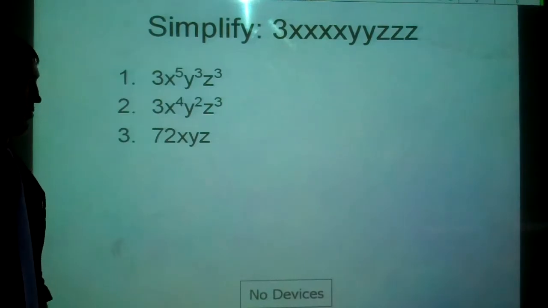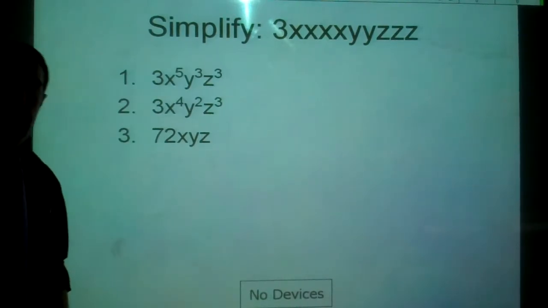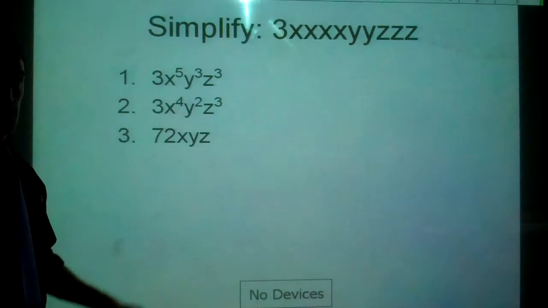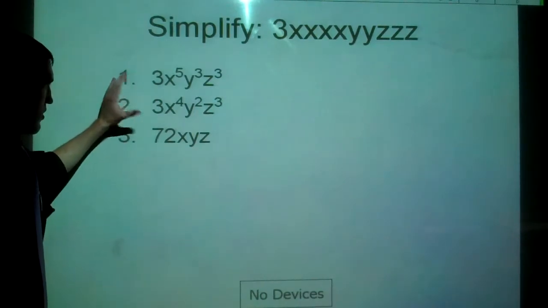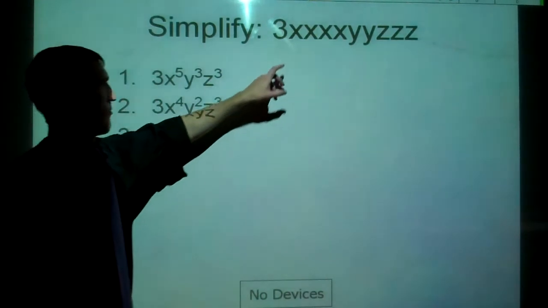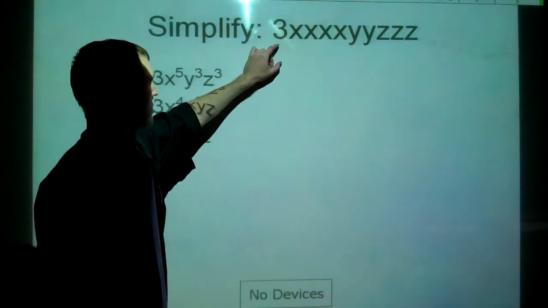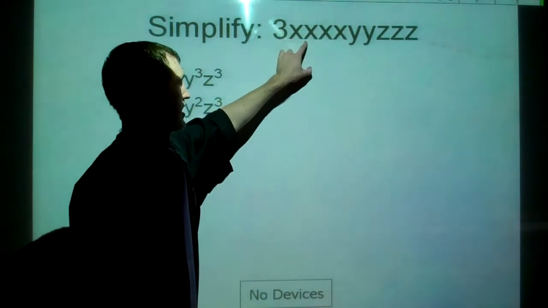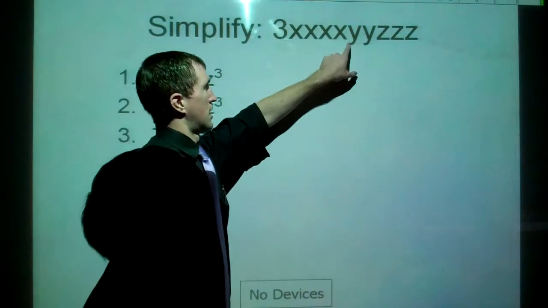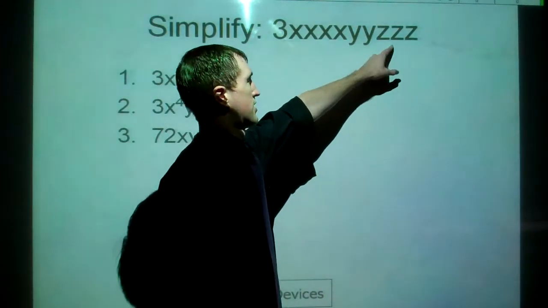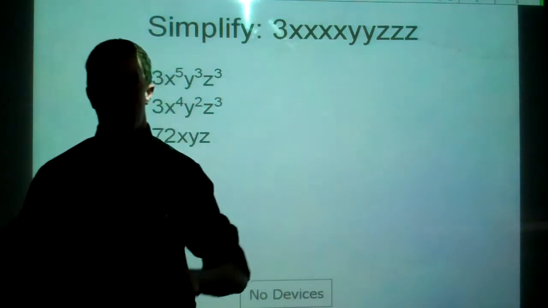Now, this one, the students kind of freaked out a little bit about as soon as they saw it in class, but then they looked at their choices here, and it wasn't so bad, okay? This is what this statement means: 3 times x times x times x times x times y times z times z times z. All of that's being multiplied together.